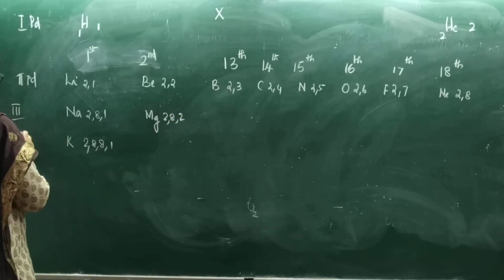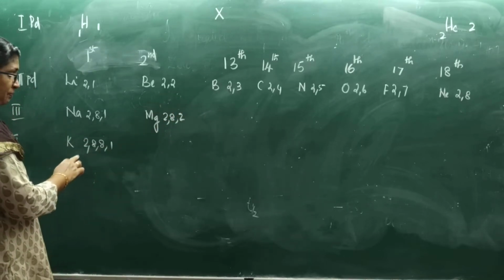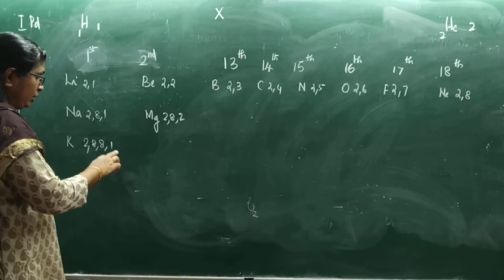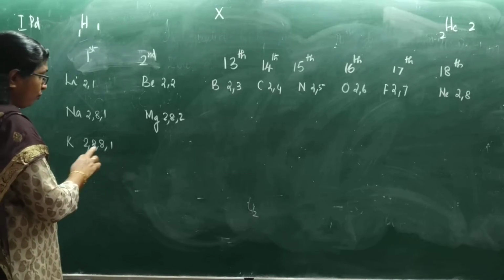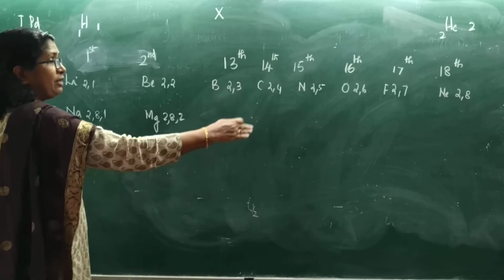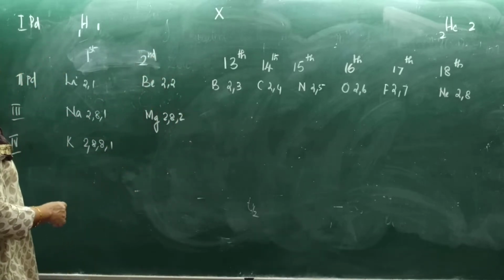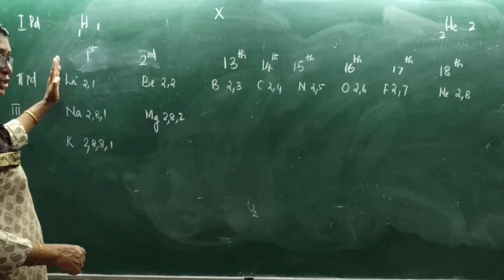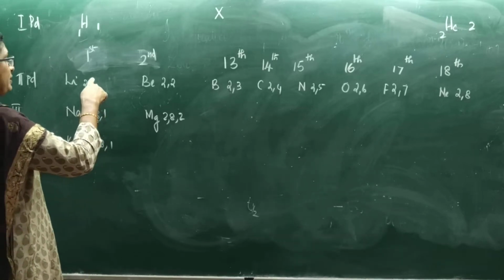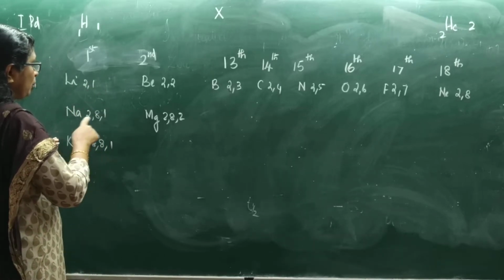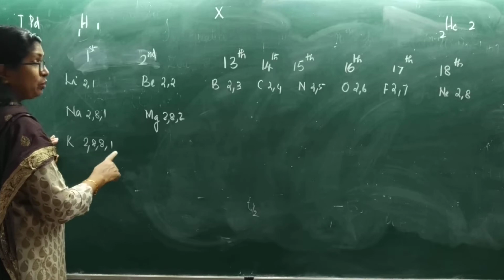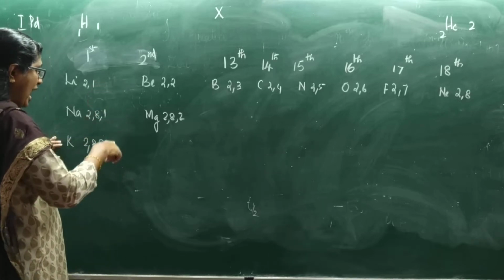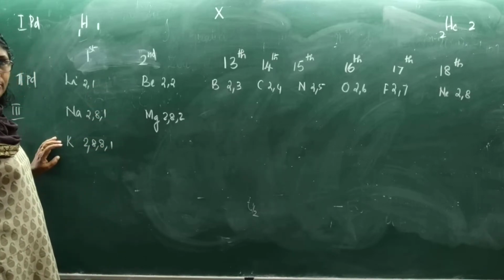Now the fourth period, you see, starts with potassium. It has 4 orbits. 2, 8, 8, 1. 4 orbits and the fourth orbit is being filled. Now when you come here, this is the first group of elements. The first group, lithium is having 2 1, sodium 2 8 1, potassium 2 8 8 1. So they all have 1 electron in the outermost shell.